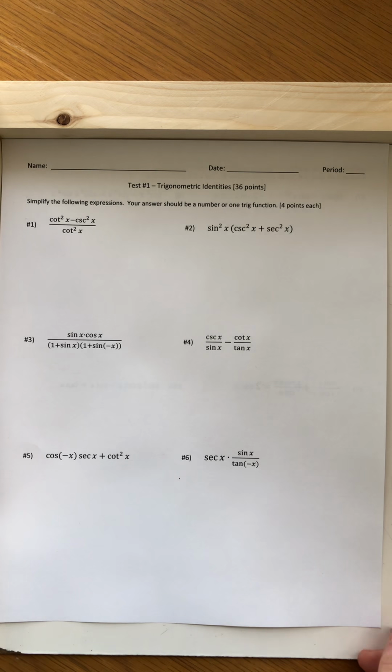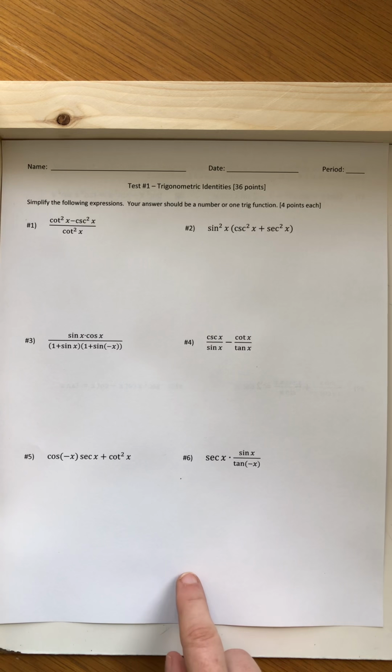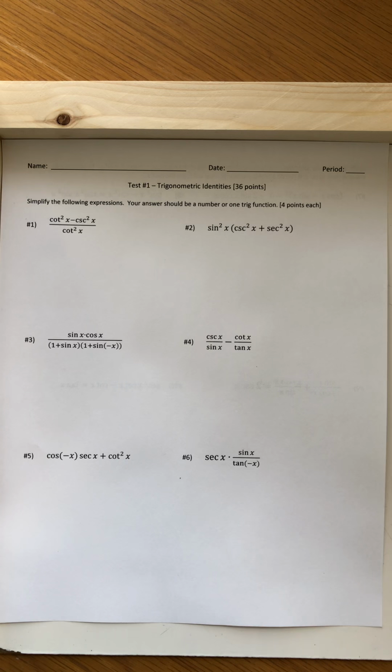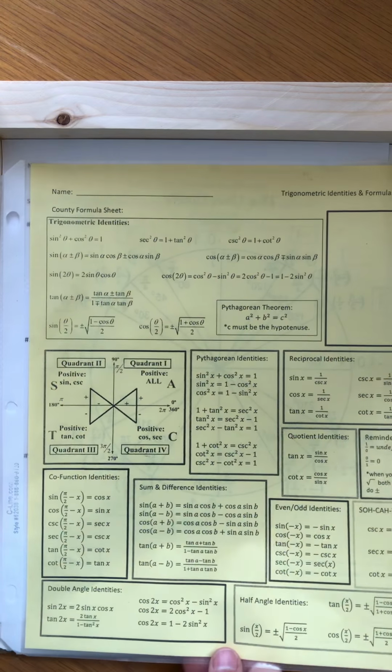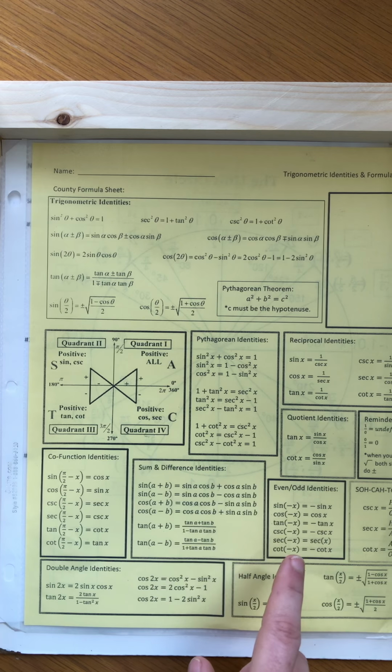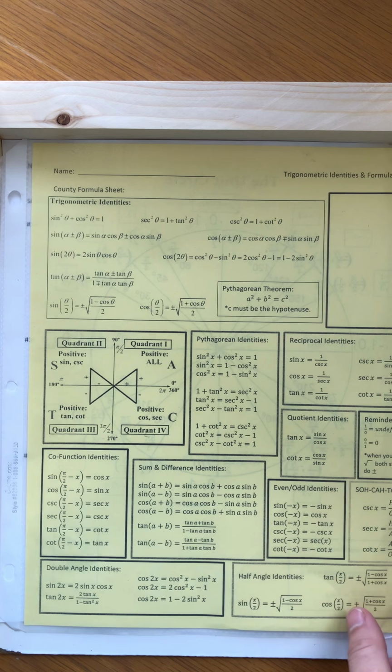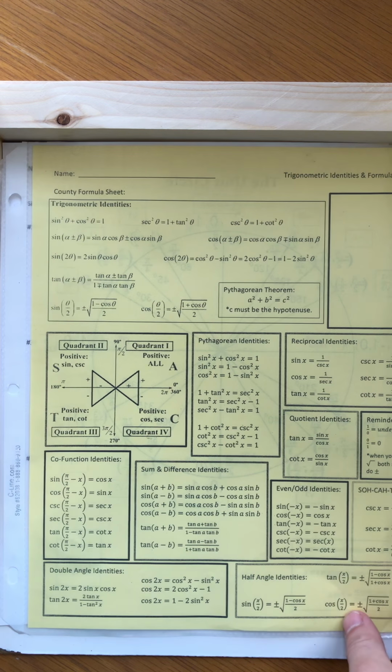Hey everybody, we're going to go over the answers to test number 1. This is the first version. This video will be about the first 6 problems, so the problems that you see there. You'll also probably want your Trig identity sheet out in front of you. I believe yours is pink. Okay?